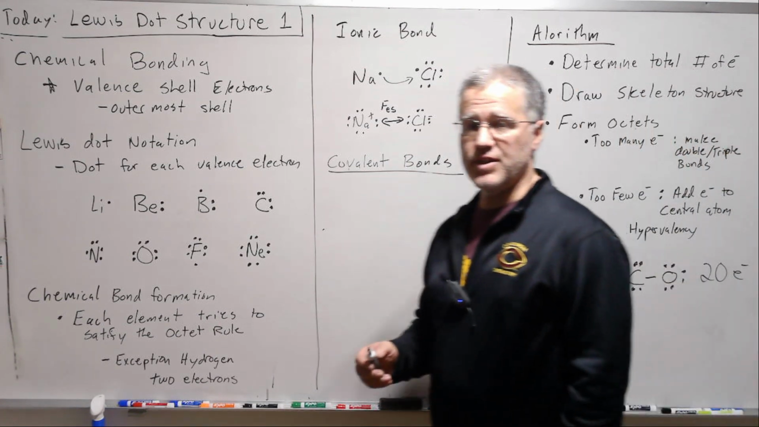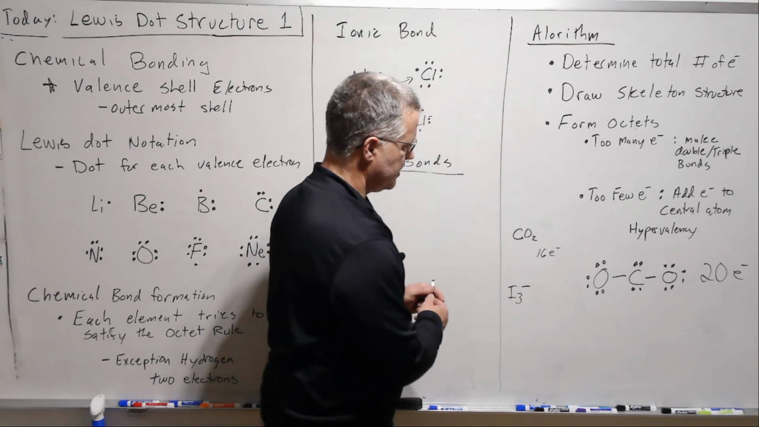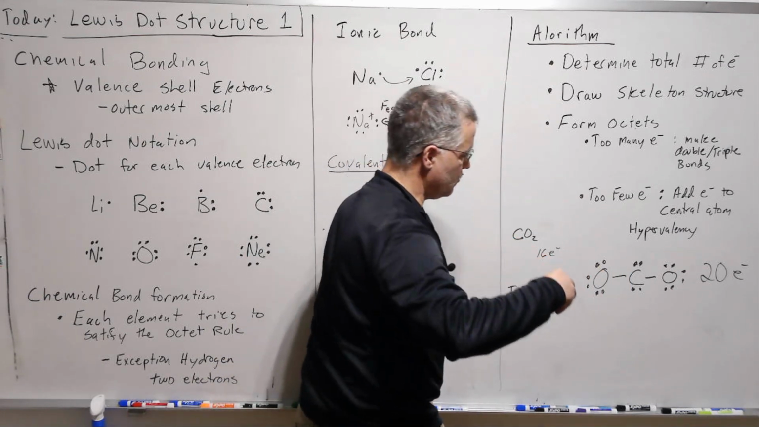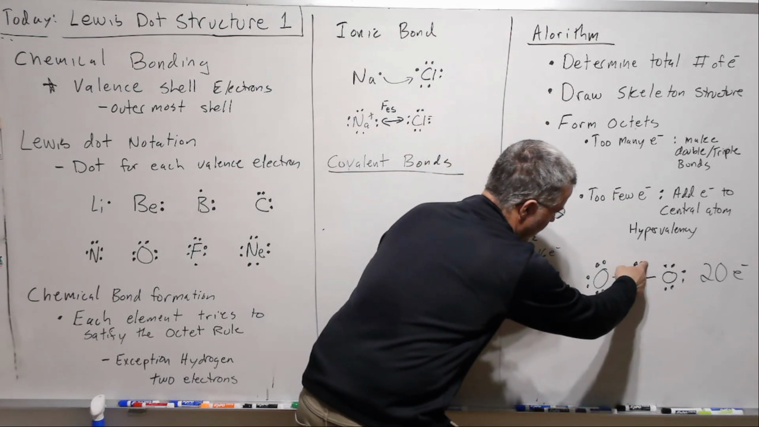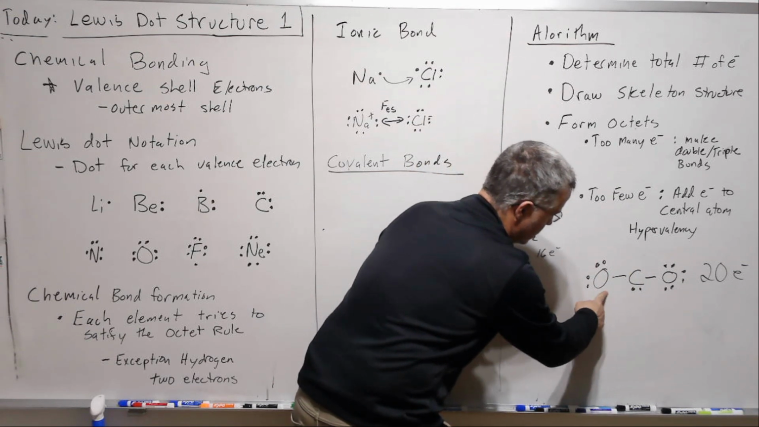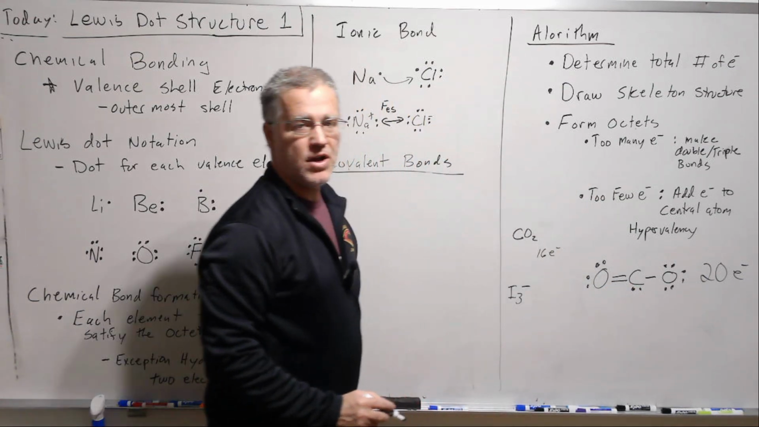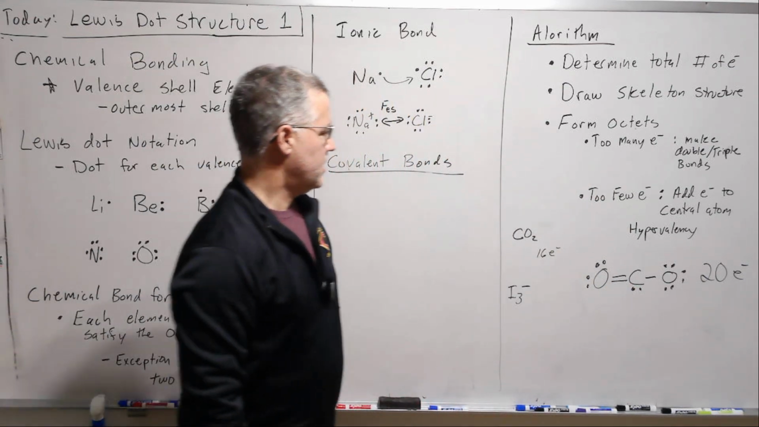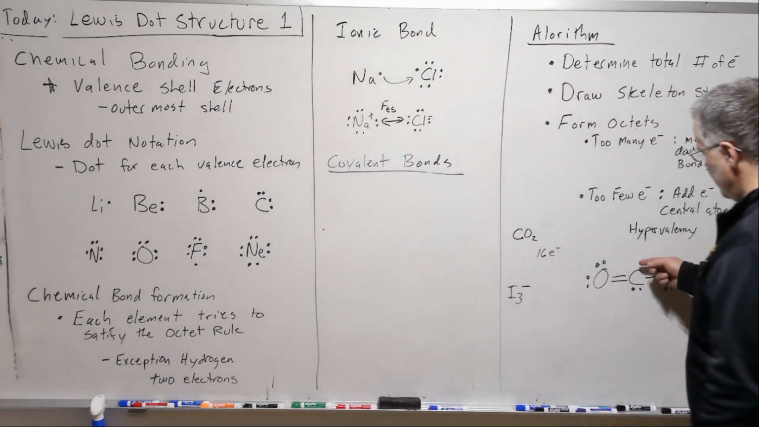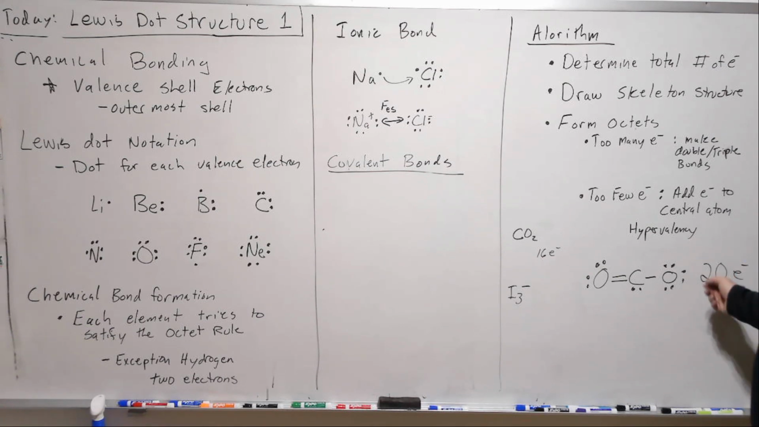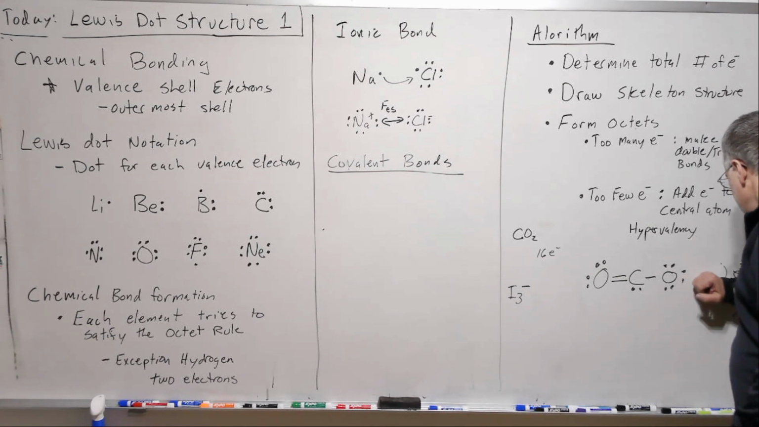So what we need to do then is take 4 away and add 2 in the form of a bond. We take away 2 lone pairs and create a double bond here. So what has that done? We've taken away 4, that would take us to 16, but we added back 2, so that takes us down to 18.